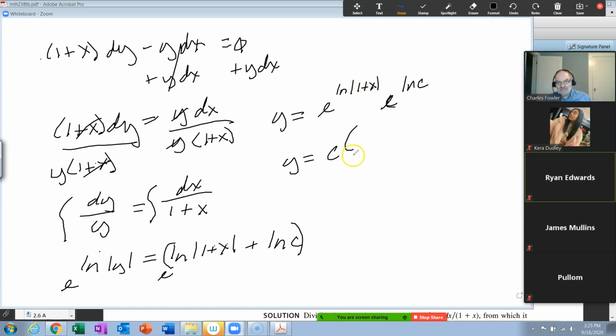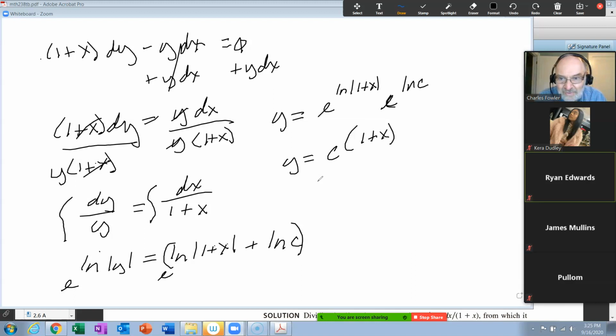Okay. E of this would just be 1 plus x. There is a one parameter family of solutions: y is equal to c times 1 plus x. Now, I don't know if that's the form they wrote it in or not. Let's see. Actually, it is. That's exactly how they wound up writing it.